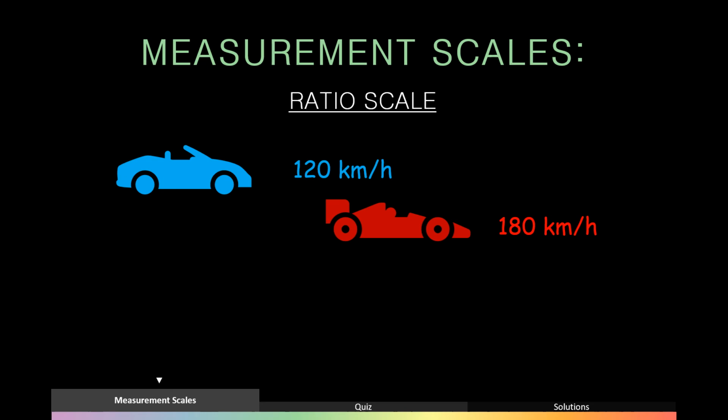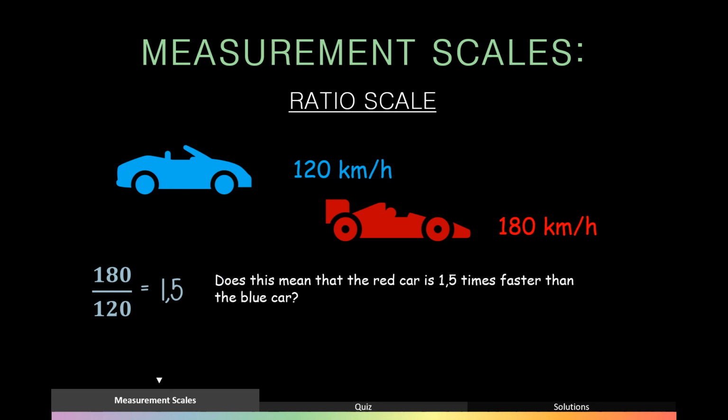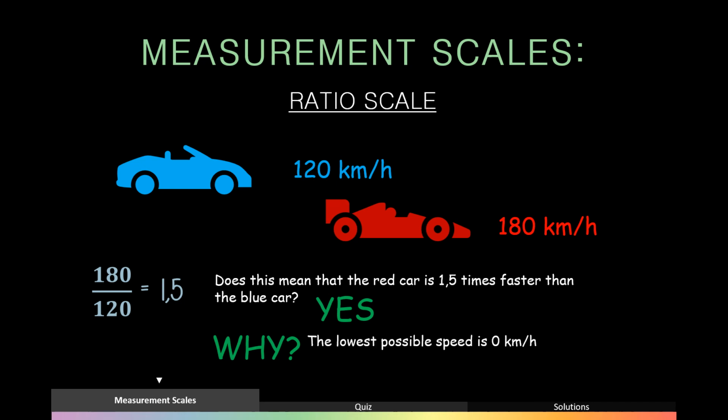However, if we take 180 and divide it by 120, we get the answer 1.5. And this is telling us that the red car is traveling 1.5 times faster than the blue car. Is this in fact true? Yes, it is. And the reason for this is because the lowest possible speed that a car can travel is 0 kilometers per hour. So the car will be stationary. This tells us that 0 is meaningful. For a variable that is storing information about the speed of a car, the measurement scale will be ratio.